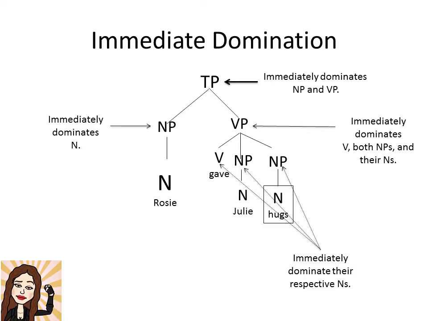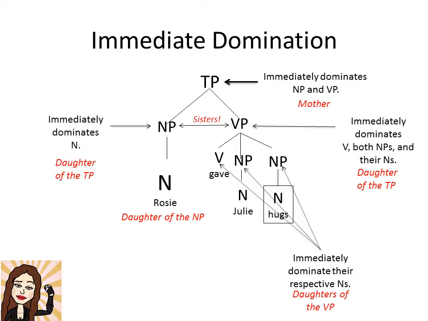The TP is also the mother. The noun phrases and verb phrase are daughters of the TP. They are therefore sisters. The noun Rosie is the daughter of the noun phrase. What does the verb phrase immediately dominate? Good. The verb phrase immediately dominates the verb gave in both noun phrases.